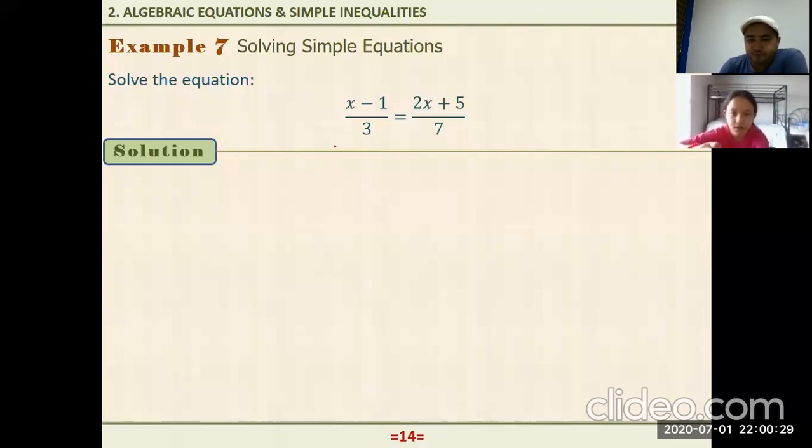Another question. Now, this type of question, how do you solve this equation? On the left-hand side, how many fractions do we have?